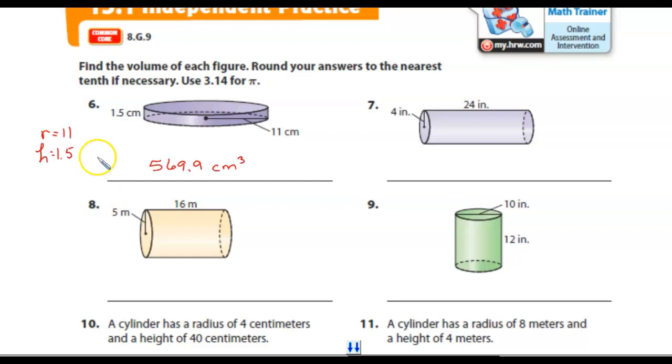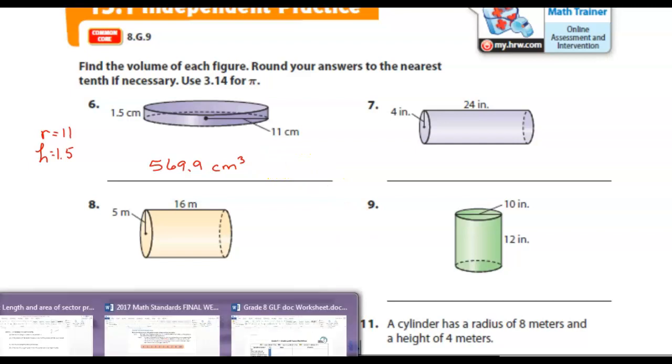Okay, you should have found that the radius was 11, the height of the cylinder is 1.5, and when you take 3.14 times 11 squared times the height, which is 1.5, you should have gotten 569.91. Rounding it to the nearest tenth makes our answer 569.9 centimeters cubed. Take a look at number 7 and find the volume of that cylinder.